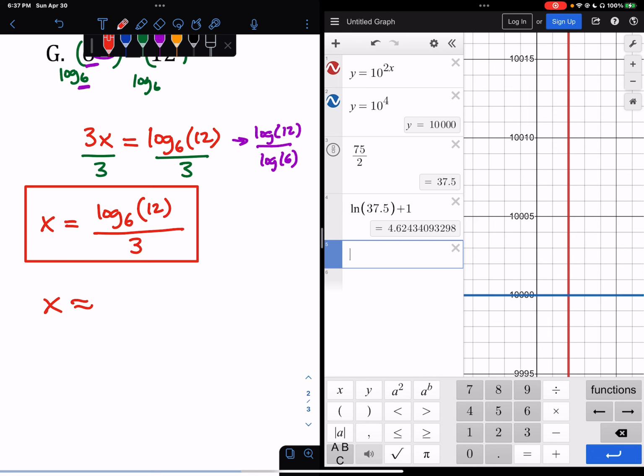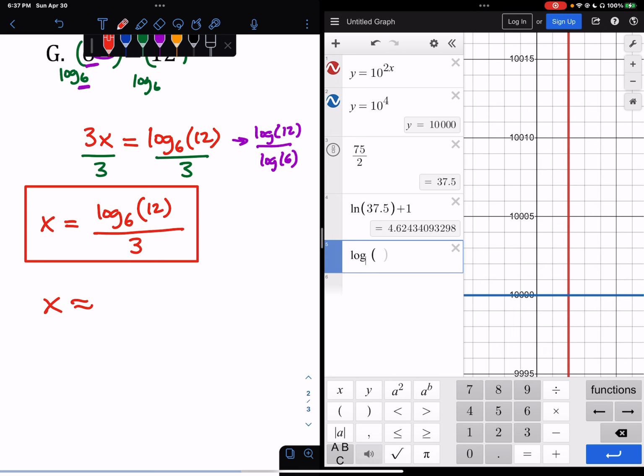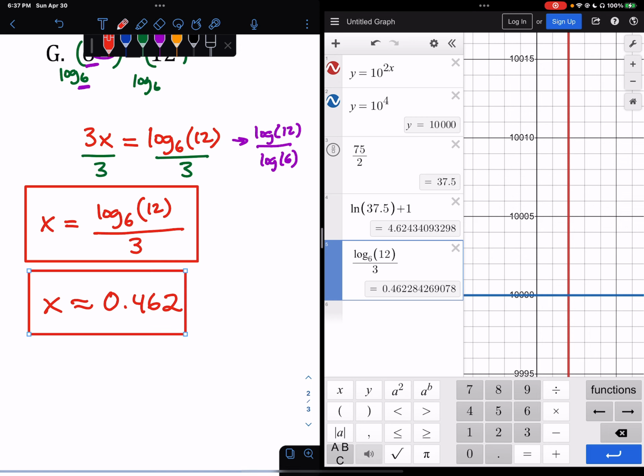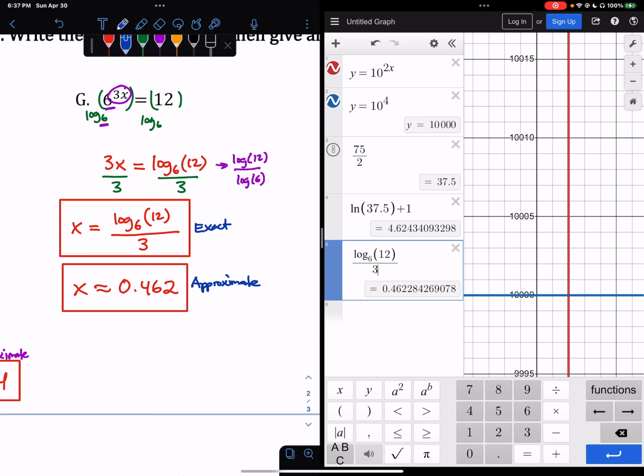So we're going to go ahead and do the log base 6. I'm going to go to functions. Log A is log base 6 of 12. And then divide that all by 3. It says it's approximately 0.462. So again, we have one answer that is our exact, and one is our approximate. Okay, so that's solving algebraically.